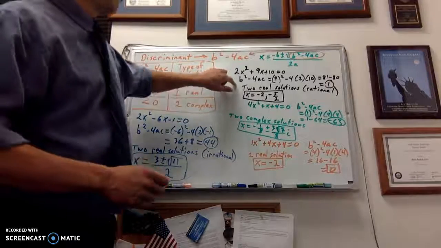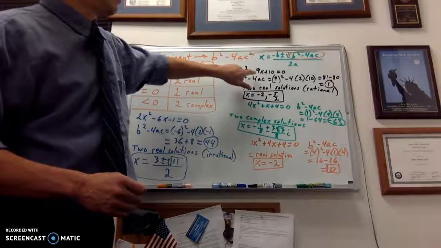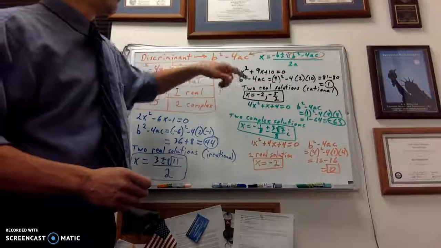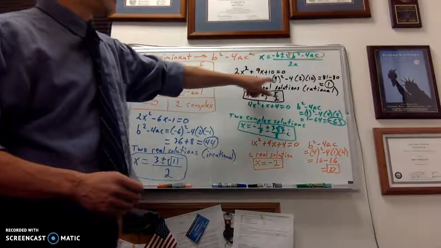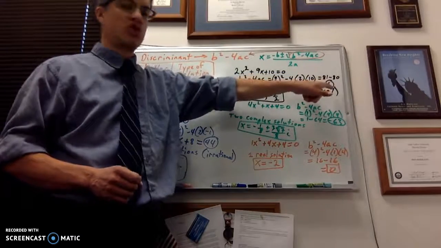Now look at what I've got in black. So that's what I've got right here if you're colorblind. 2x squared plus 9x plus 10 equals 0. Plugging it into the discriminant, I'll have 9 squared minus 4 times 2 times 10. That's 81 minus 80, which is 1.